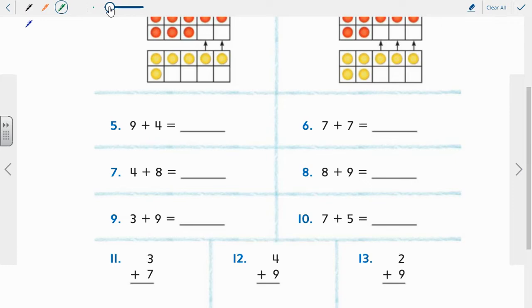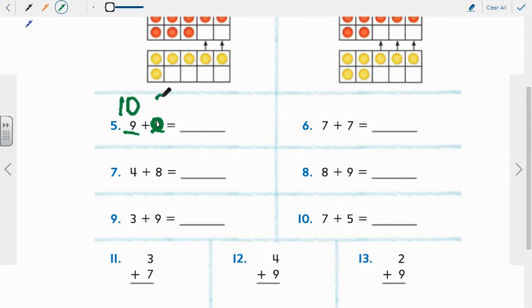So number 5, we have 9 plus 4. Well, just like when we're looking at our other 10 frames, that means my top 10 frame is 9. It needs 1 more to make that 10. So if I take 1 more, that's going to come from my 4.